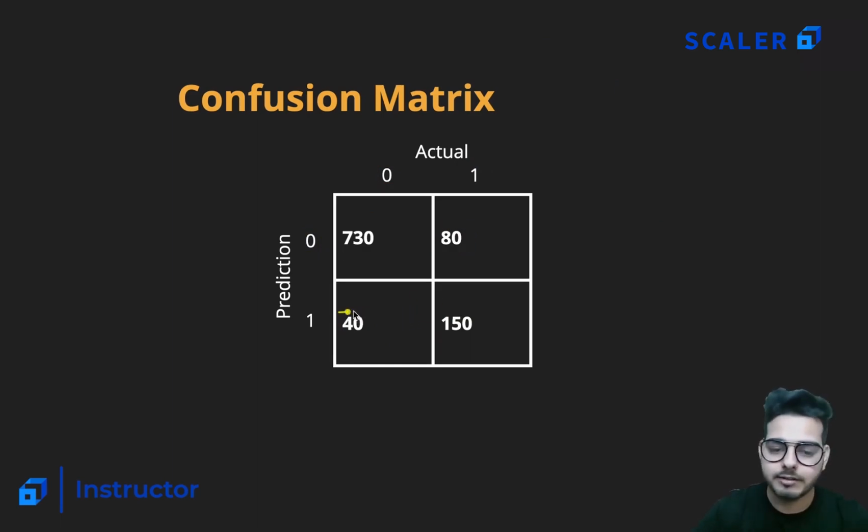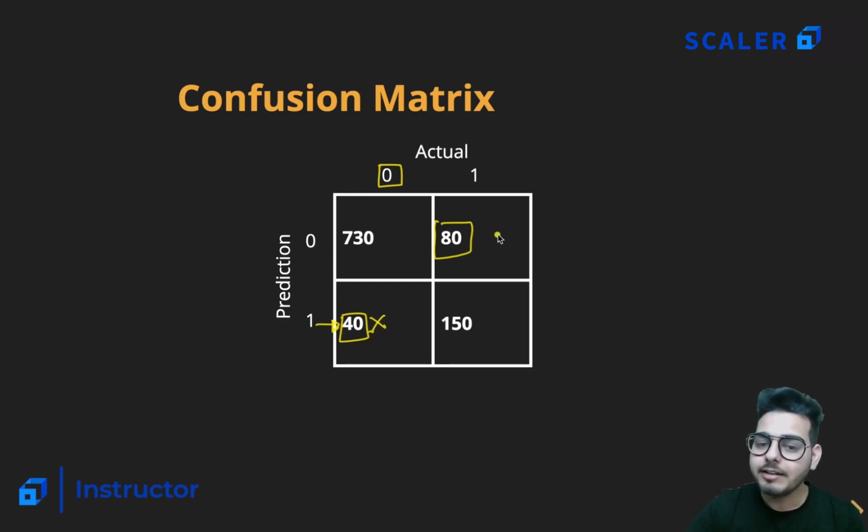Let's understand this term 40. What exactly is this number representing? The model is saying that these employees are going to leave, but in actual, what we observed is they are not leaving. For example, if someone is happy with his job and well settled, he will not leave the company. Why would he leave? But your model is saying that this person is going to leave in the next month, which is wrong.